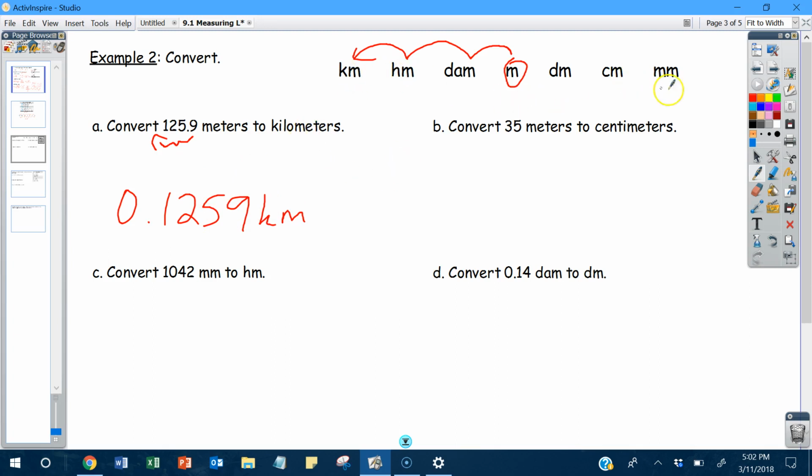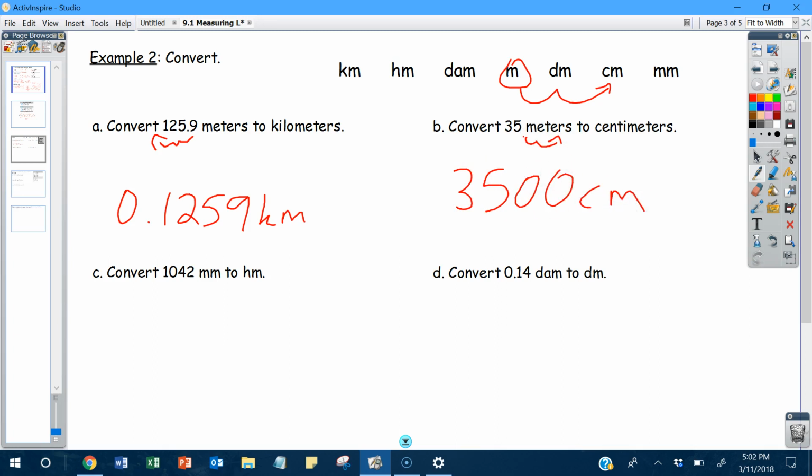But what's nice about having these written out is I don't have to worry so much about which power of 10 do I multiply by. I can just think how many times I need to move it left or right. So let's do this again. I'm converting 35 meters to centimeters. I'm starting here and I'm going to centimeters. That's going to take my decimal here and move it 2 to the right to give me 3,500 centimeters. That's really nice. That doesn't require a lot of hard thought. The mnemonic really helps you do these problems quickly and efficiently.